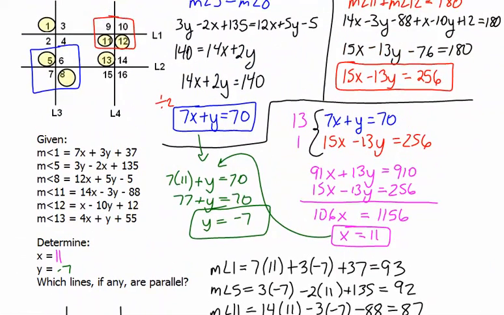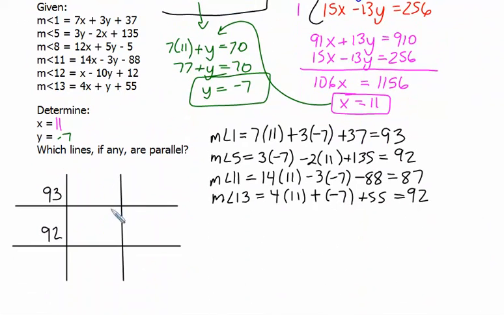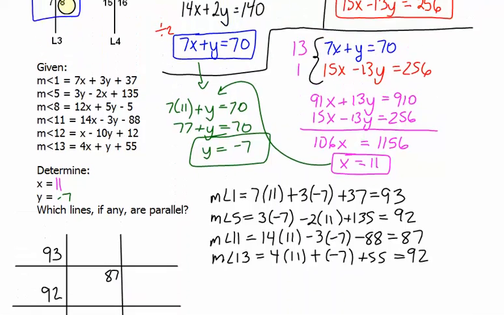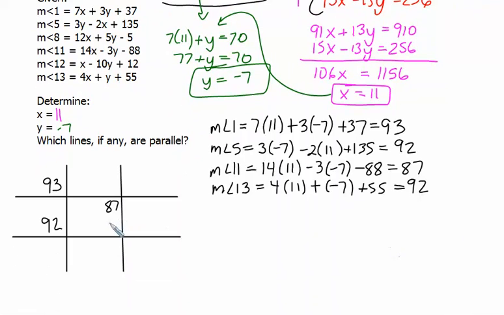Angle 11 was over here, so that's our 87. Let's make that a little bit more clearly written as an 87. And the other angle that we had was angle 13, which I believe, let's scroll up there, is a 92. Now personally, I would fill in the other angles at this point.